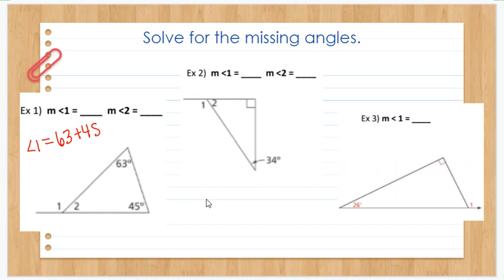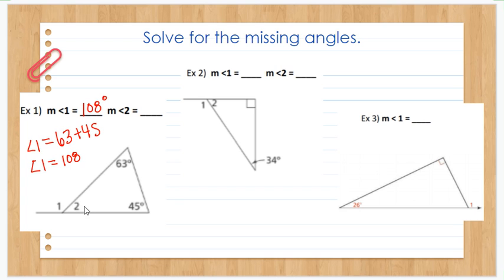Okay, so if we add 63 and 45, that's going to tell us what angle 1 equals. So you can use your calculator, 63 plus 45, and that gives me 108. So that means angle 1 equals 108. And that's degrees, so put your degree symbol. If you're wondering what this M stands for in the front, that stands for the measure of angle 1. So the measure of angle 1 is got to be 108.